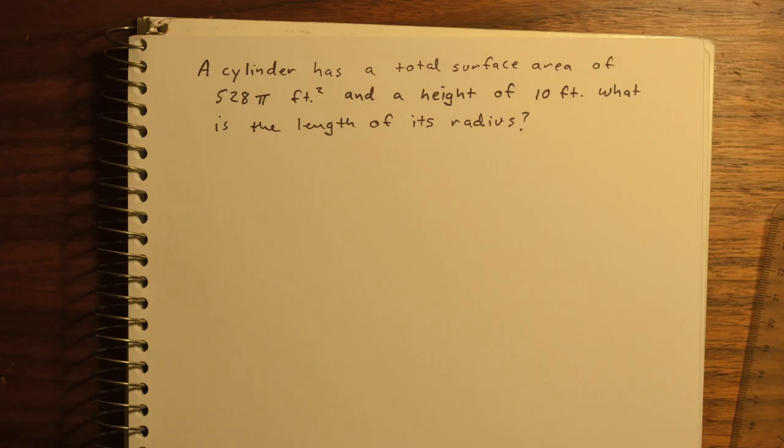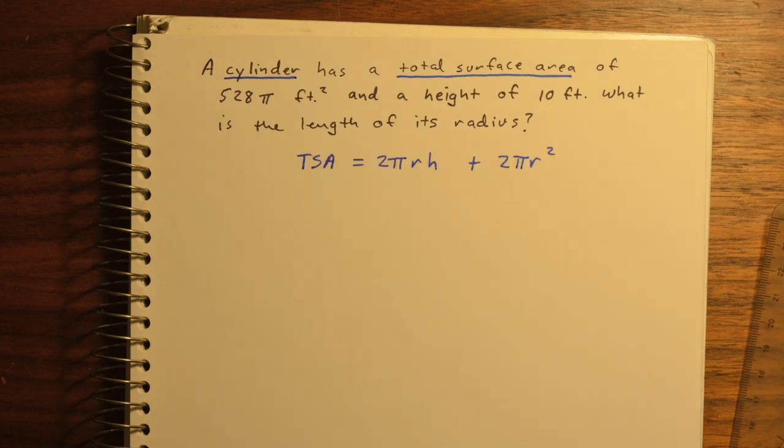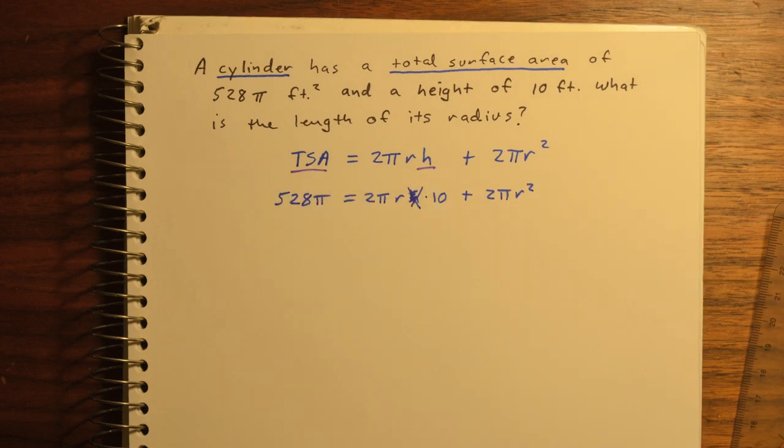And then to close, we've got a word problem. It says a cylinder has a total surface area of 528π square feet and a height of 10 feet. What is the length of its radius? So we know, since we're dealing with the total surface area of a cylinder, this is the formula we're working with. We know total surface area and we know height. So let's substitute in those values. We want to solve for r.